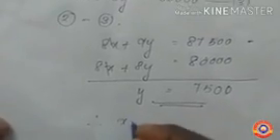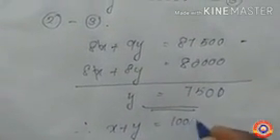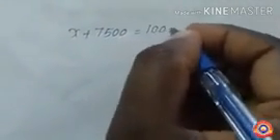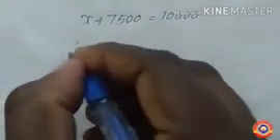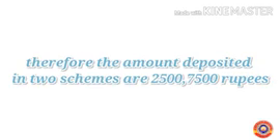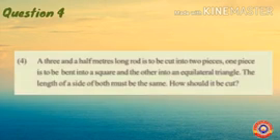Next, put the value of y in equation number 1. x plus y equal to 10,000. x plus 7,500 equal to 10,000. Therefore, x equal to 10,000 minus 7,500. So we get 2,500. From this, we can conclude that the amounts deposited in the two schemes are 2,500 and 7,500 rupees. Is it clear for you? Okay, move to the next question.